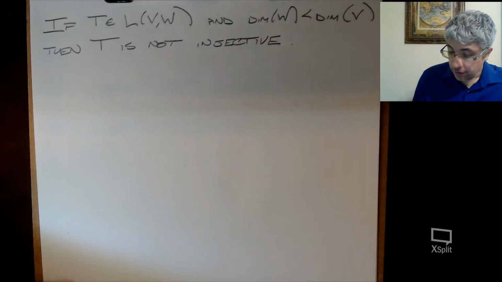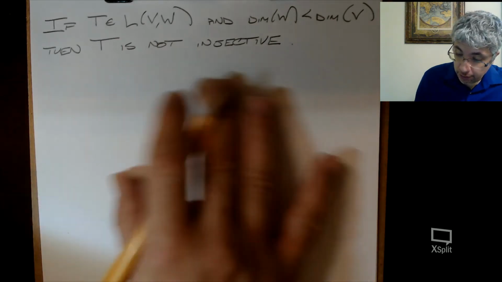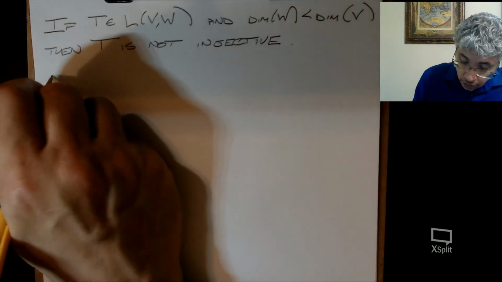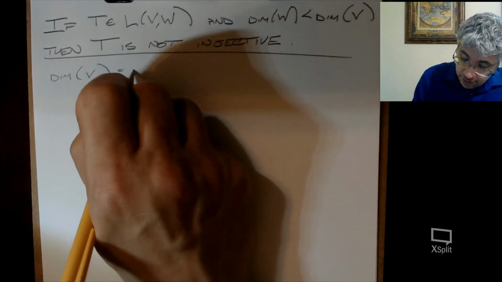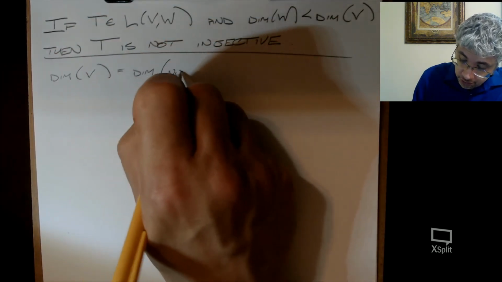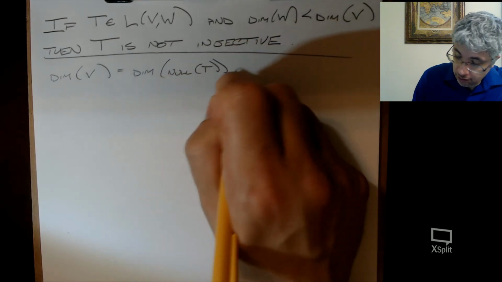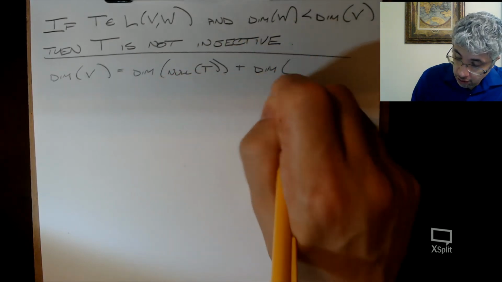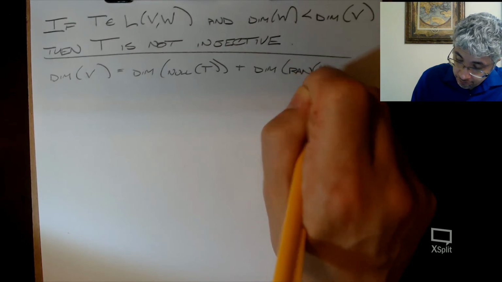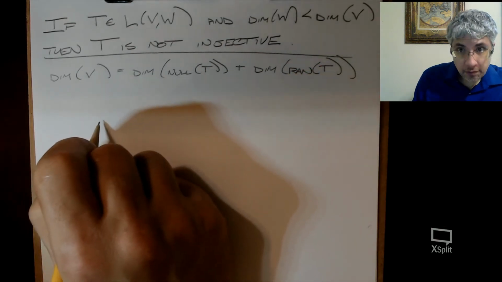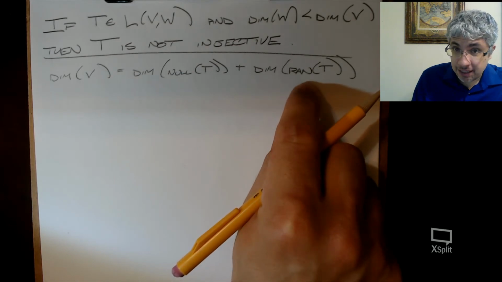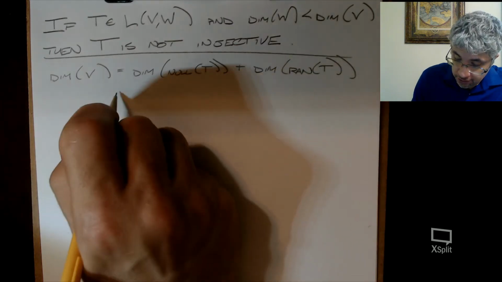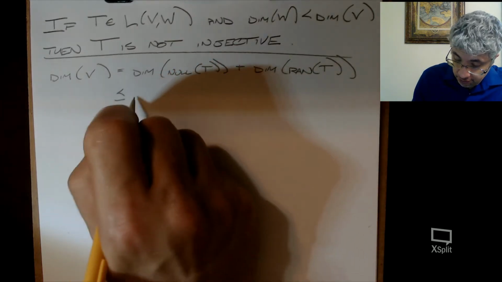Okay, so how can we show this? Well, what do we know? We know that the dimension of V is equal to the dimension of the null space of T plus the dimension of the range of T. Right? The range sits inside W, so the dimension of the range has to be less than or equal to the dimension of W.